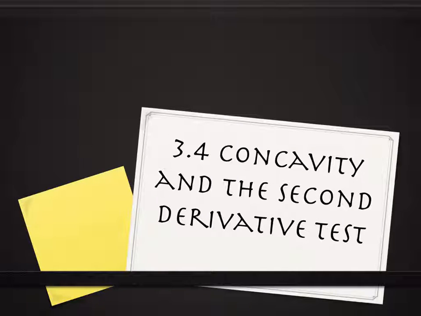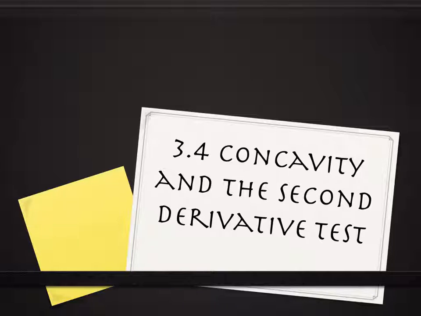3.4. So in 3.3, we talked about the first derivative test. We talked about increasing and decreasing functions, right? Maxes and mins, all those good things. In 3.4, we're going to take it one step further. Instead of talking about how the graph is going up and down, right? It's increasing or decreasing. We're going to talk about the shape of how it's increasing or decreasing. And that's actually called concavity.